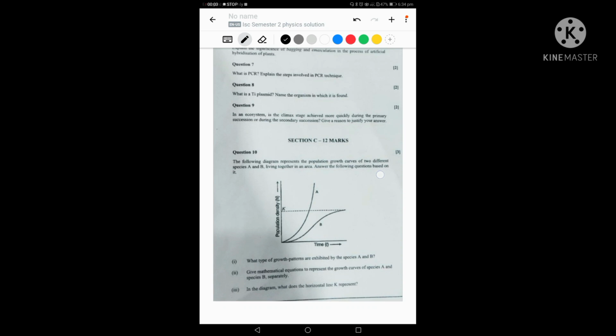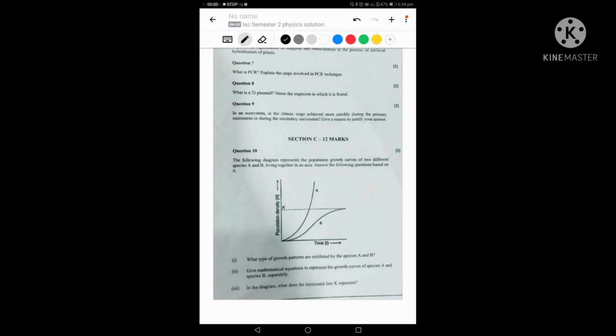Now question number 8, what is TI plasmid? TI plasmid is a tumor inducing plasmid. It can also be used as a cloning vector, and the organism in which it is found is, check the spelling of it, Agrobacterium tumefaciens.